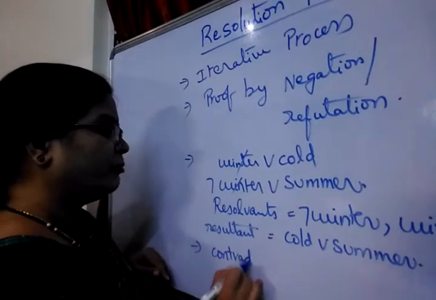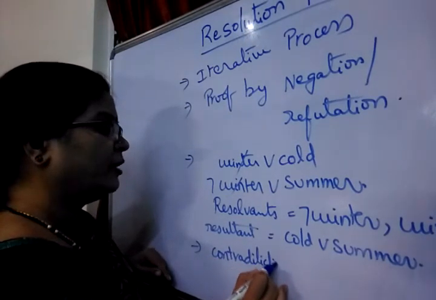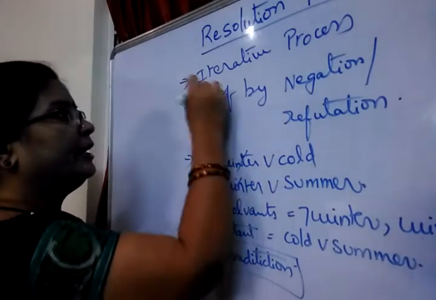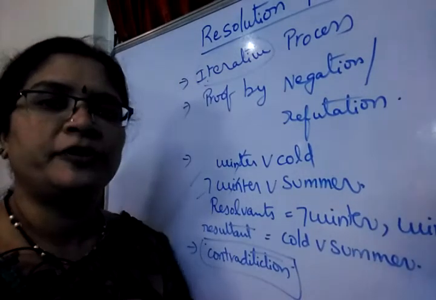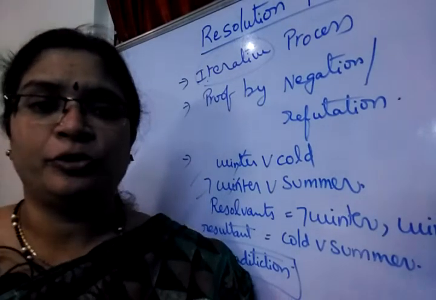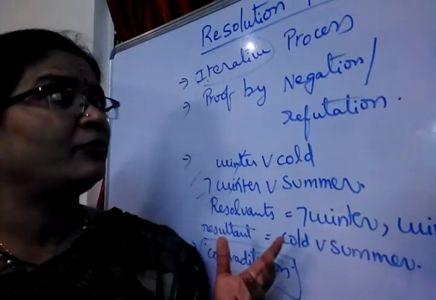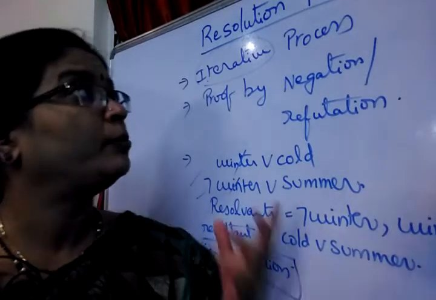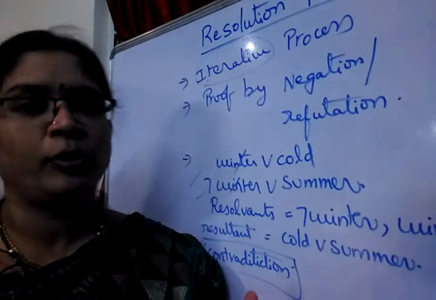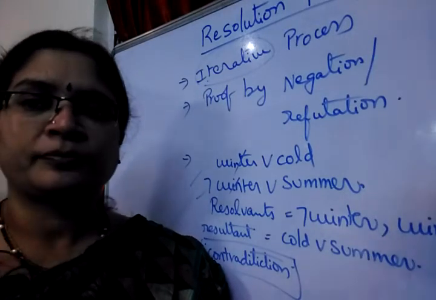So the main motivation of resolution is that until we get the contradiction, we have to do these steps iteratively. That is the main theme of resolution. And now we see what the proof of resolution in propositional logic is, how these terms can get cancelled. Now we are going to see that.